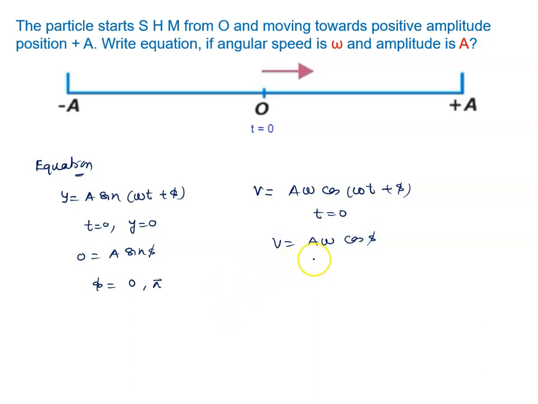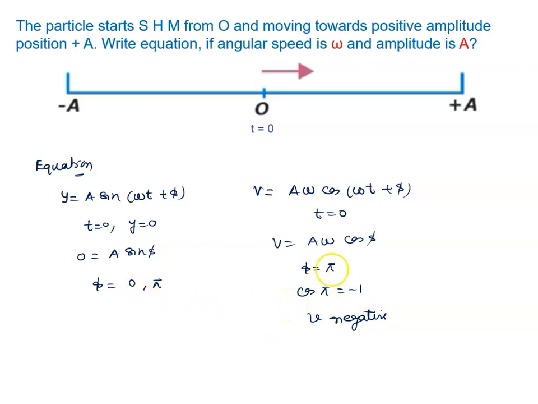ओके, अब अगर मैं phi की वैल्यू pi लेता हूँ, if I put the value of phi, that is pi, it is visible to all of you. Cos pi will be -1, यानी velocity is negative, which is not possible because when the particle is moving toward the plus x axis, velocity should be positive.